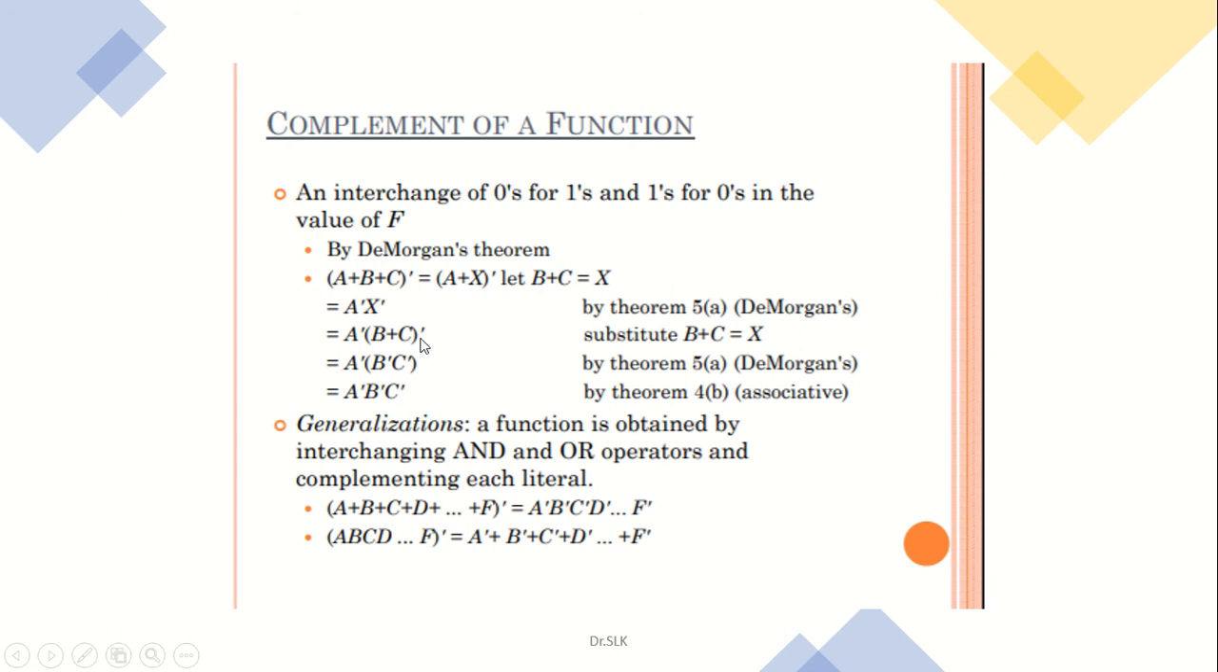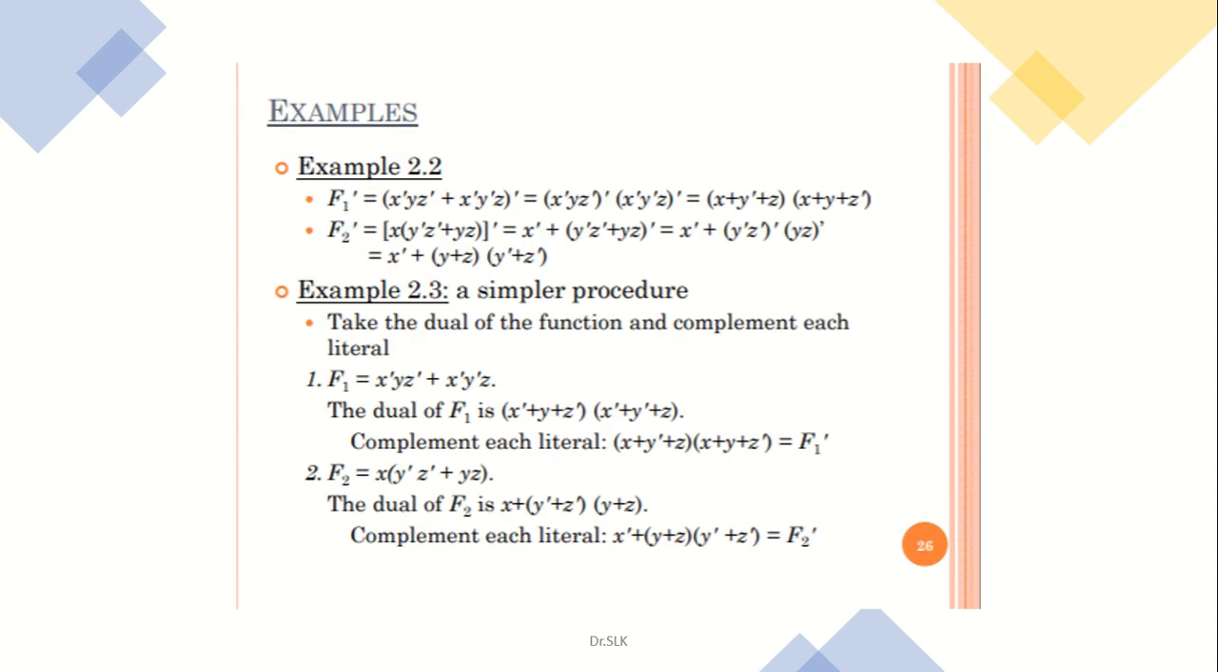So here again, by using De Morgan's theorem, (b + c) the whole bar is b bar into c bar. Now this can be written as a bar, b bar and c bar. This is by theorem number 4, the associative theorem. And there are a few other understandings and generalizations of AND and OR operations. This is example number 2.1 and 2.3 which has been solved.